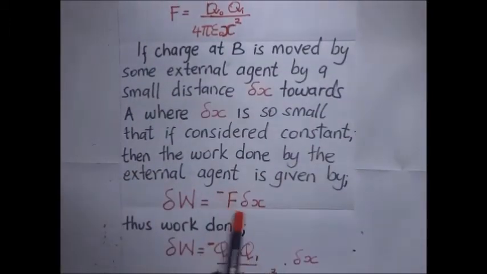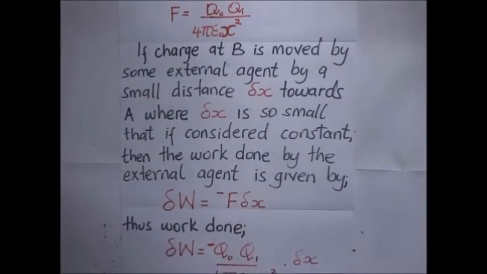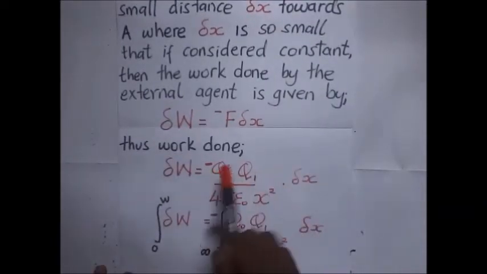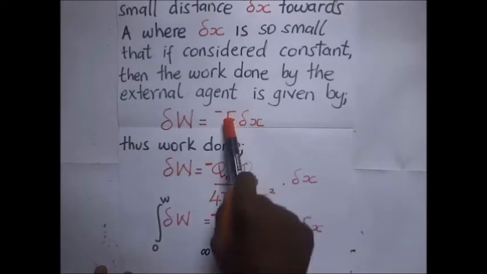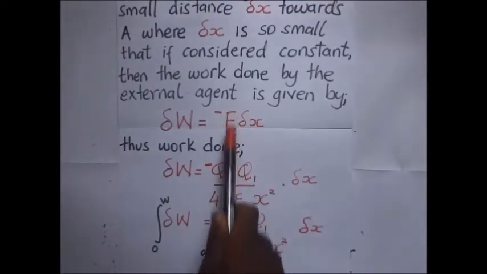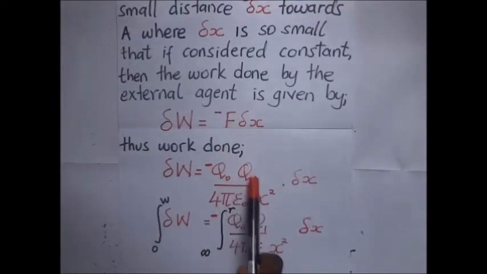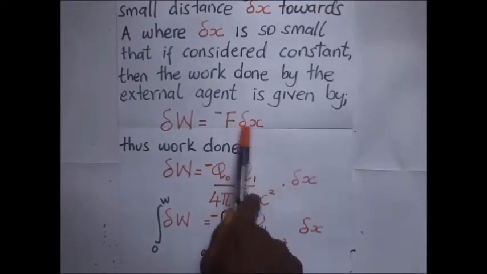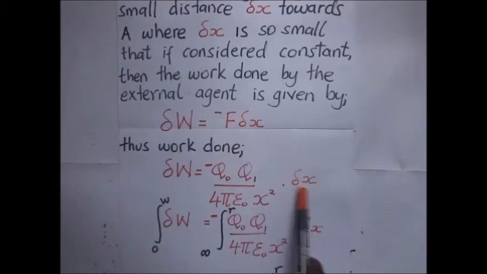That is why we are having a minus sign here. It simply signifies that. So the work done is going to be equal to, we substitute for the value of F. Our force is going to be from Coulomb's law, which is Q naught times Q1 over 4 pi epsilon naught x squared, times the small element in the distance moved towards the charge.